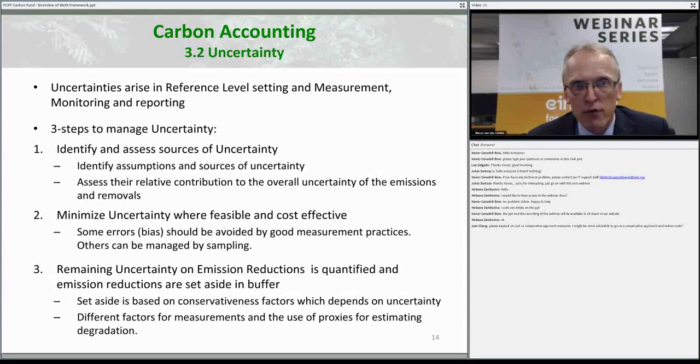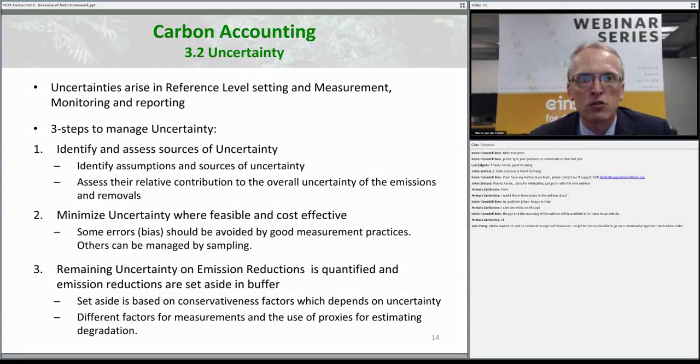And that set aside will be based on a number of conservativeness factors which are defined in the methodological framework, and each of these factors is related to a certain uncertainty range. And there are different factors there for uncertainty that comes from measurements versus uncertainty that comes from the use of these proxies.